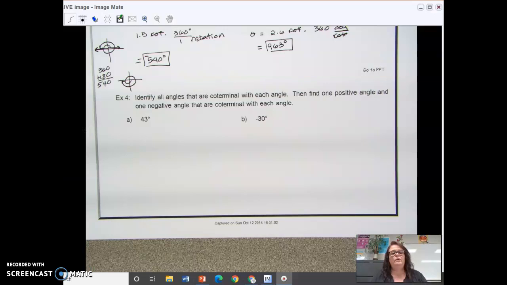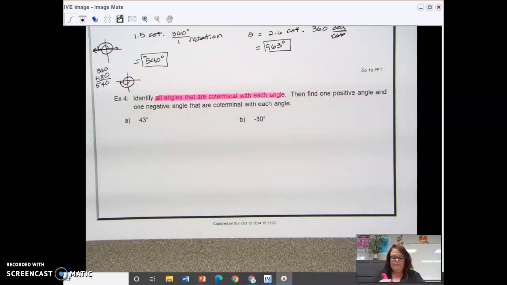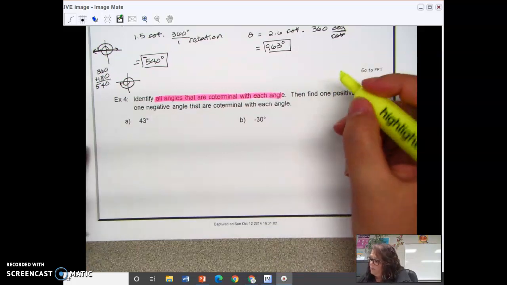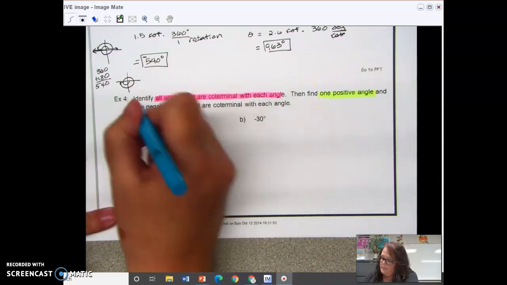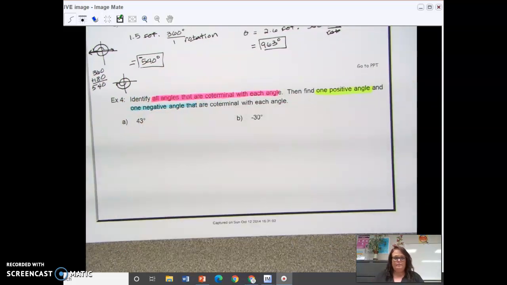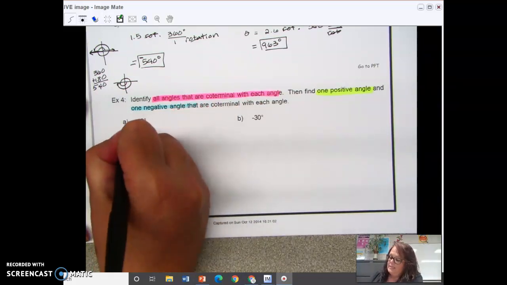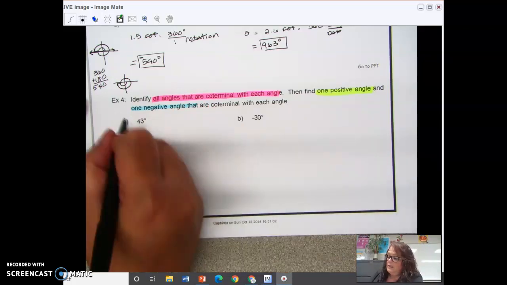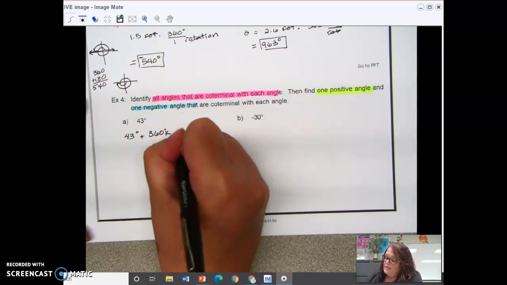If we take a look at example number 4, it's asking us to do 3 things. One is saying, what are all angles coterminal with each angle? Then they're asking us to find one positive measurement, and then they're asking us to find one negative measurement that's also coterminal with the angle. Okay, so there's going to be 3 things that we have to box for this question. If we're talking about all possible, we're going to go back to that definition that says I can take my alpha measure, 360, and 43, and add 360k, where k is an integer.